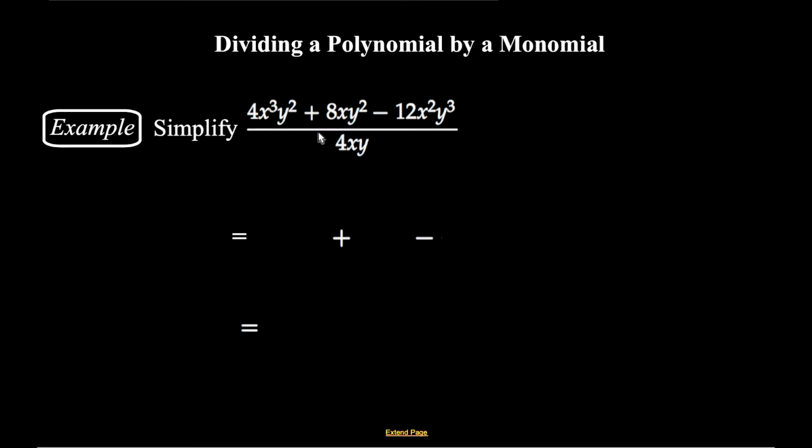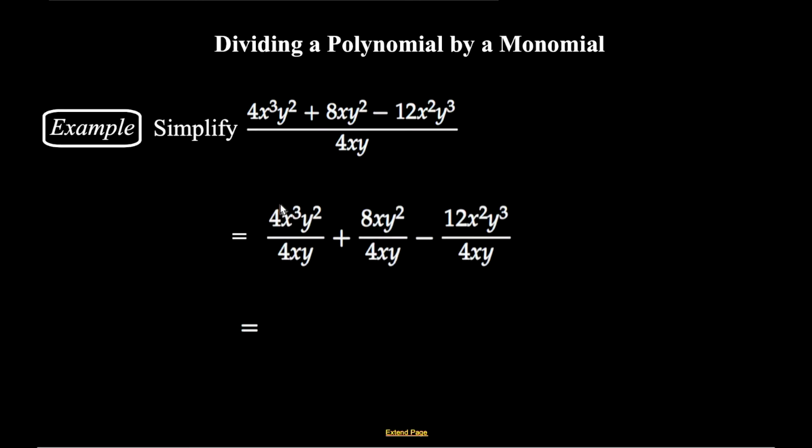When we do that, we're just going to take each of the terms in the polynomial divided by the denominator monomial term. I've written those out for you. And then just simplify. 4 divided by 4 is 1. X cubed divided by x gives us x squared. And y squared divided by y is y. The second term gives us a 2, 8 divided by 4. The x's drop out, and y squared divided by y is y. And lastly, we have 12 divided by 4 is a 3, and x squared divided by x is x, and y cubed divided by y is y squared.